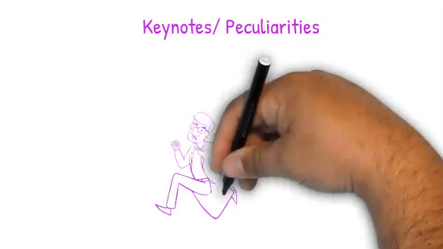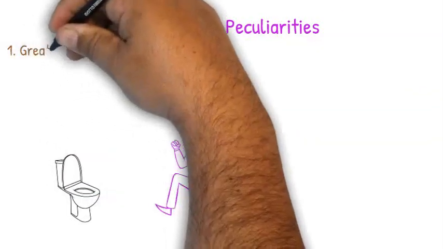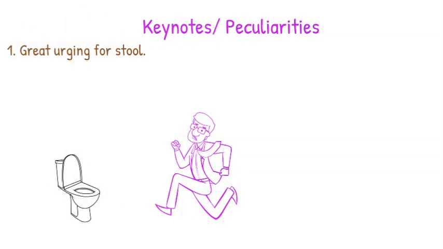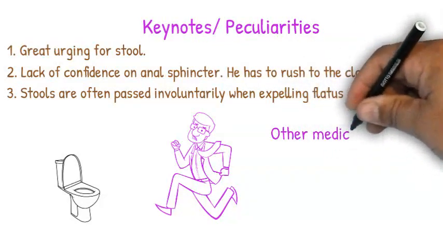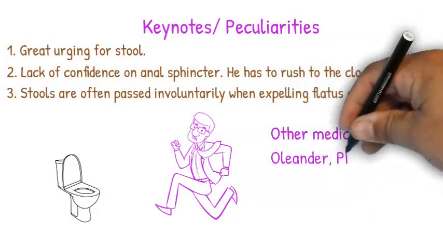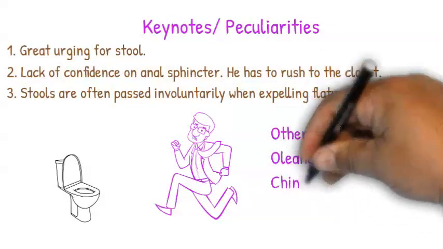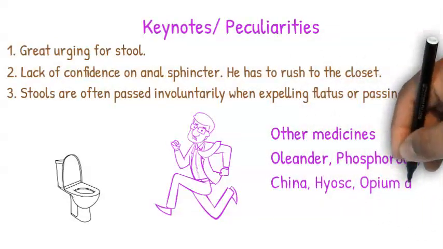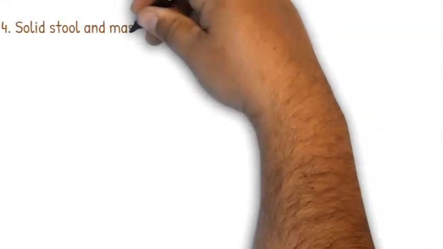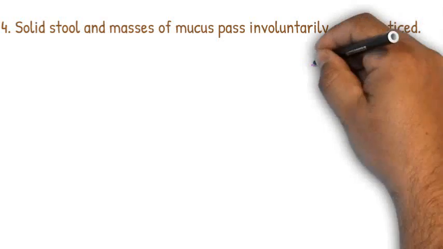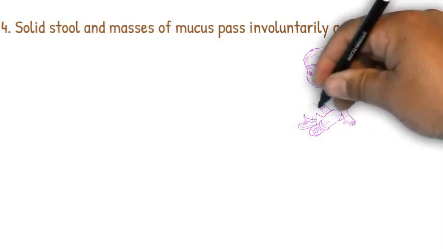There will be great urging for stool and lack of confidence in the anal sphincter. That means he has to rush to the closet or he will soil his clothes. So he has to run for the closet. The stools are often passed involuntarily when expelling flatus or passing urine. There are several medicines like oleander, phosphorus, china, hyoscyamus, opium, etc. that have this symptom.